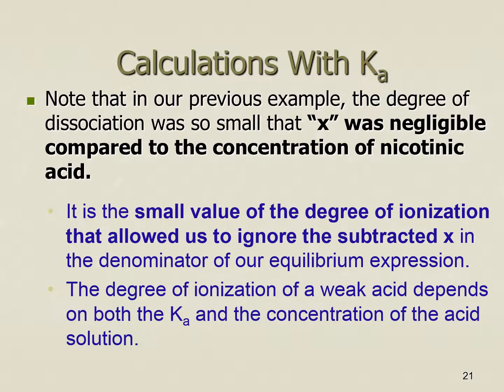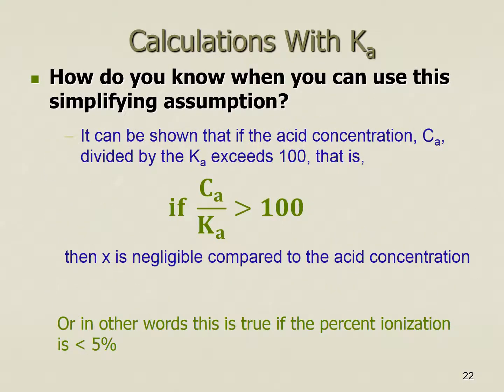Now, the degree of ionization depends on what the acid is, what the concentration is, and what the Ka is. And so we can actually predict whether we can ignore the X or not. So when can we use this simplifying assumption? When can we assume that X is going to be so much smaller than the concentration of the acid that we can ignore it and not use this quadratic equation? And again, I'm going to do an example in just a minute to explain what I'm talking about.